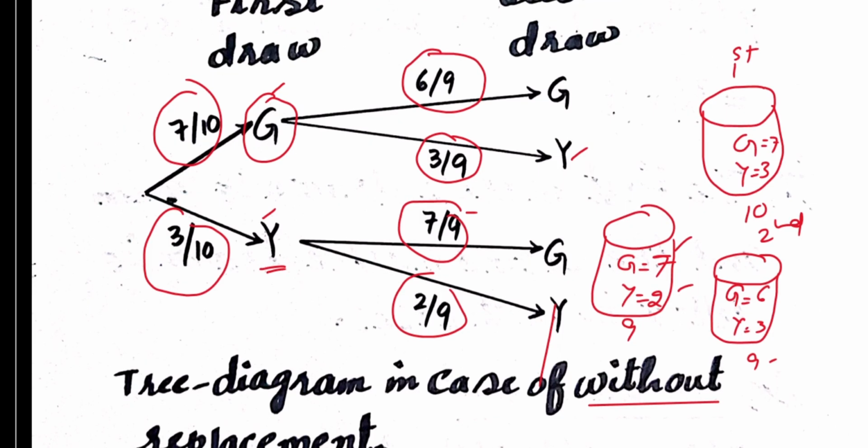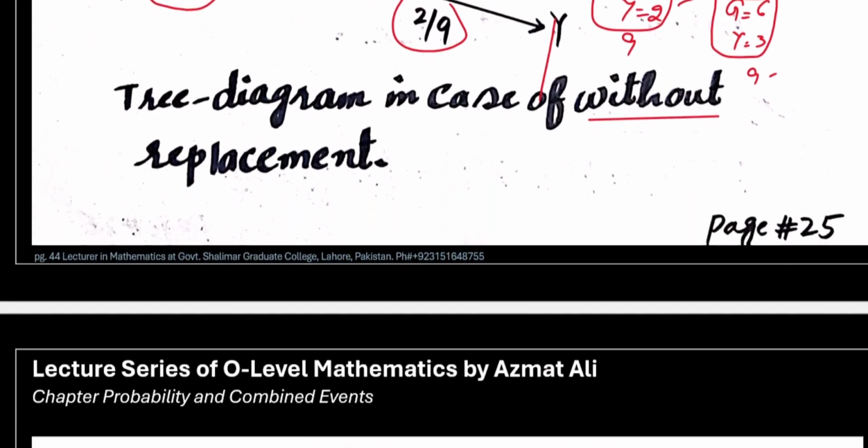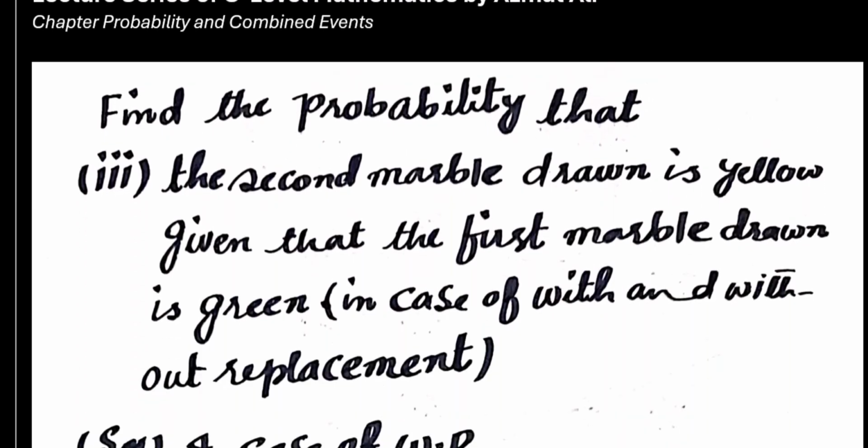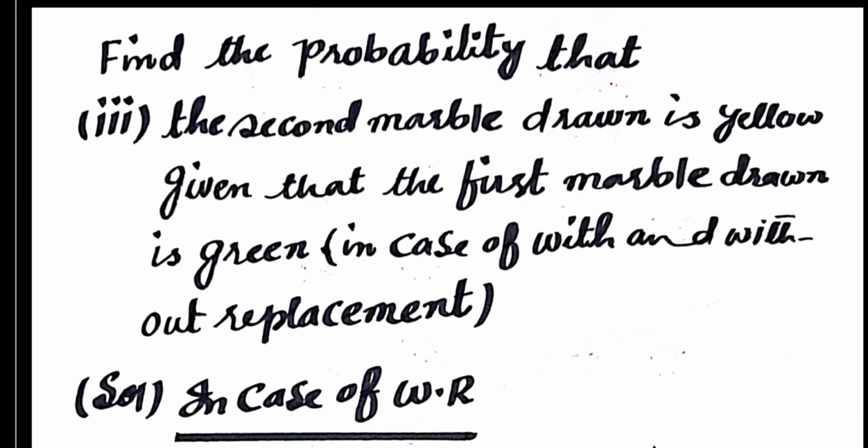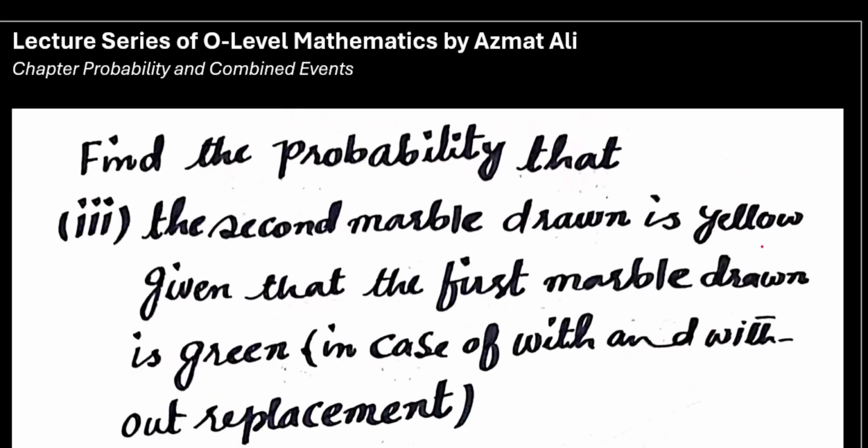Okay. So this completes the concept of the tree diagram. Now from this tree diagram, we have to find the following probabilities. Okay, this part is very important. This says we have to find the probability that the second marble drawn is yellow, given that the first marble drawn is green, in case of with and without replacement. The second marble is yellow, given that the first marble should always be green.